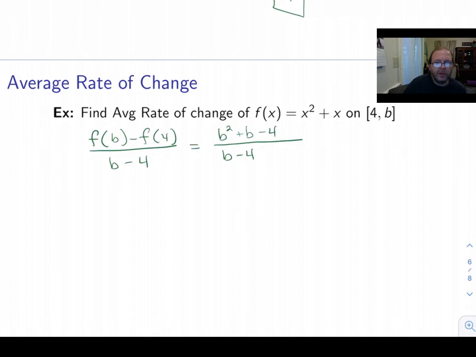And on this one, I would want to look at it and see if I could factor it and cancel something. Turns out on this one you can't factor it. There's no way to factor the b squared plus b minus 4. So we just got to leave that as it is.